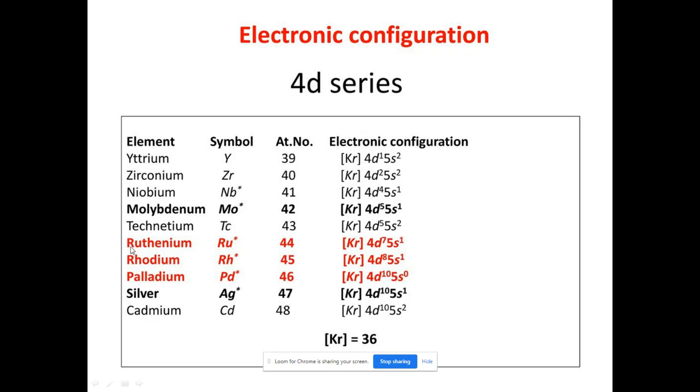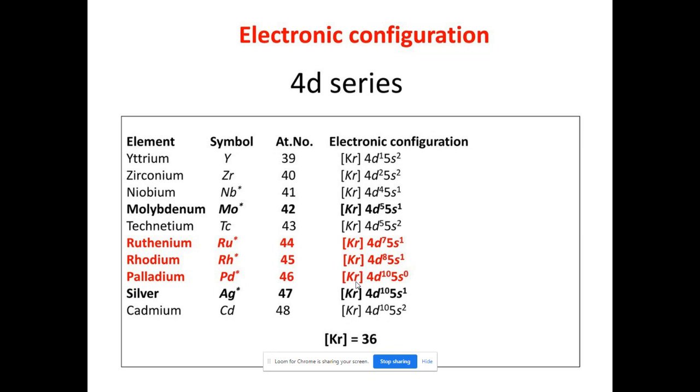And the next element is ruthenium with the symbol Ru, atomic number 44, whose electronic configuration is krypton 4d7 5s1. And the next element is rhodium with the symbol Rh, atomic number 45, whose electronic configuration is krypton 4d8 5s1. The next one is palladium with the symbol Pd, atomic number 46, electronic configuration krypton 4d10 5s0.